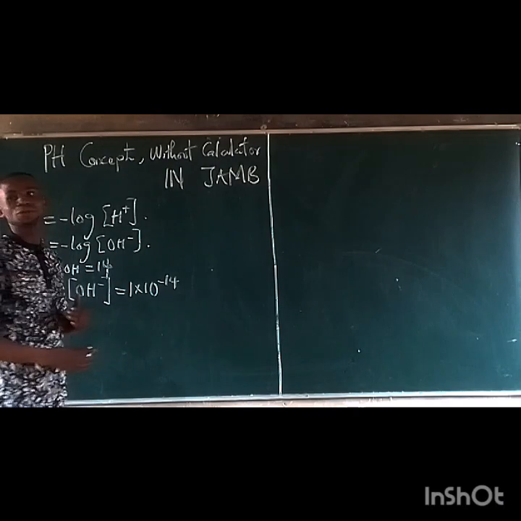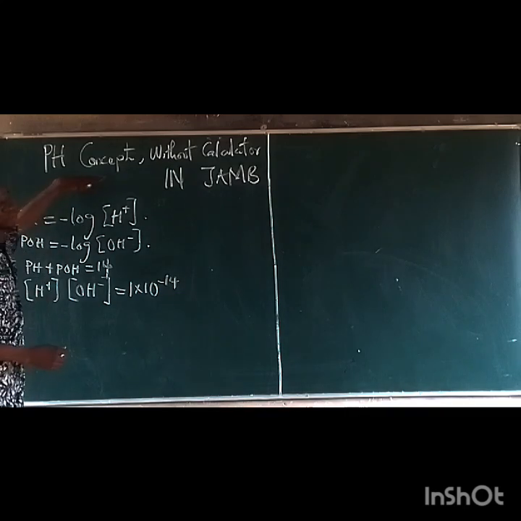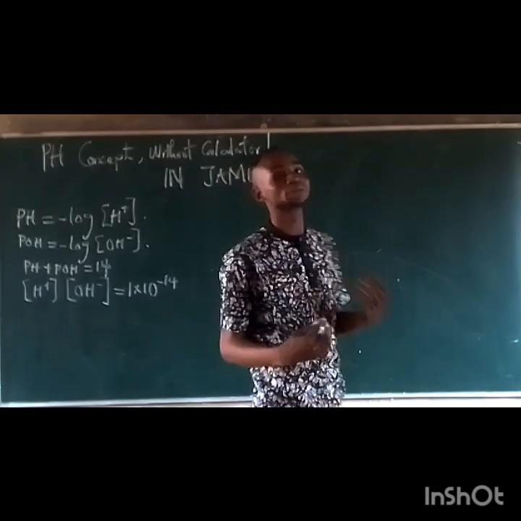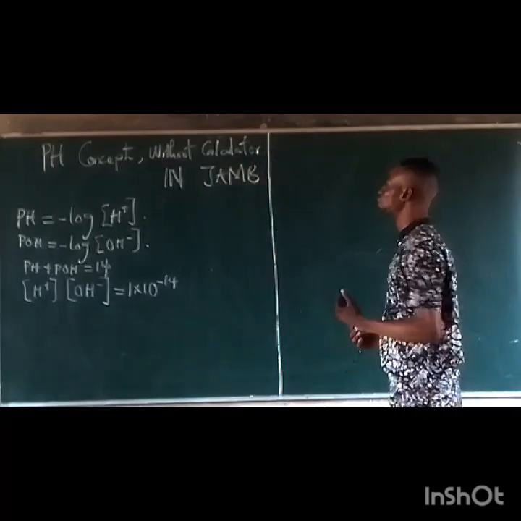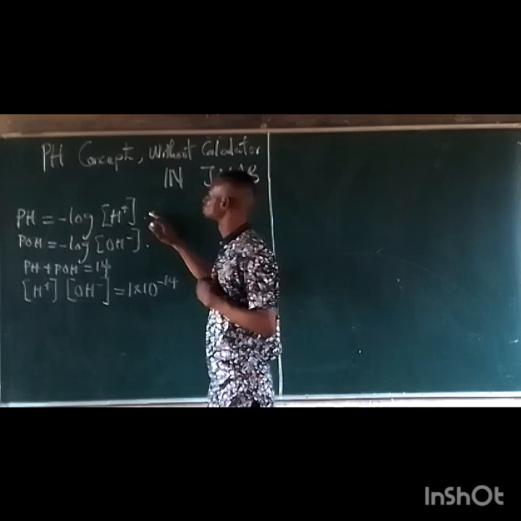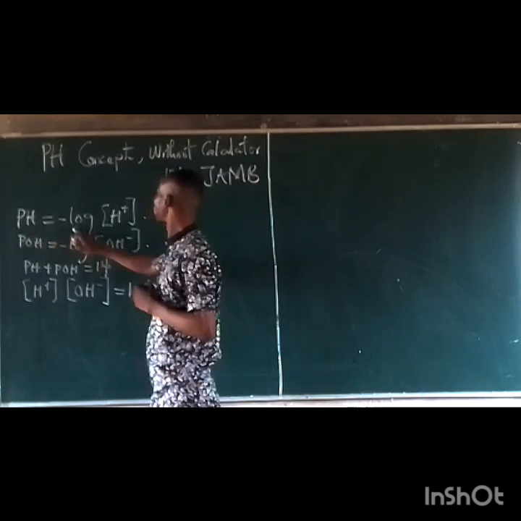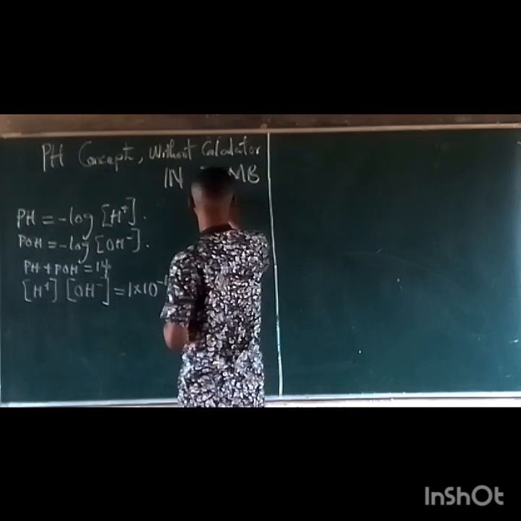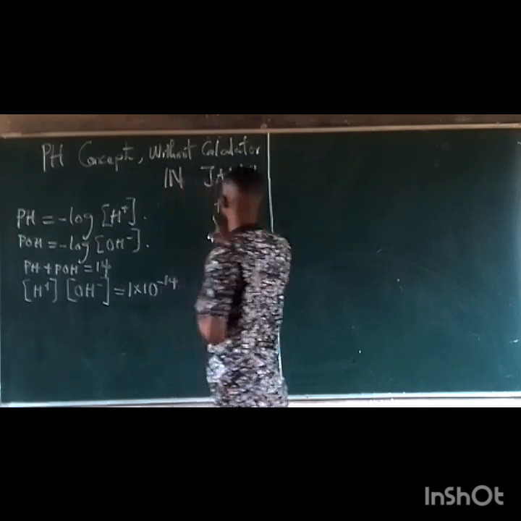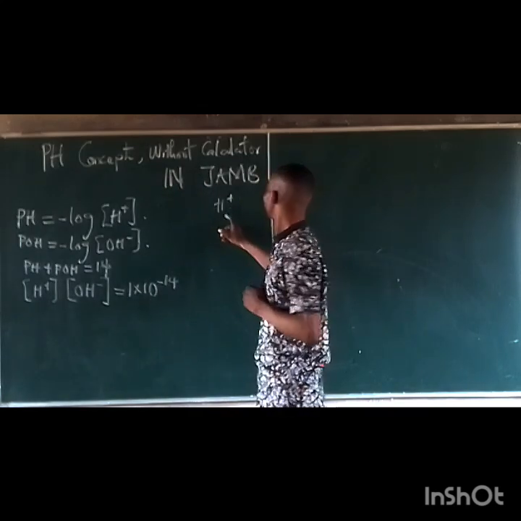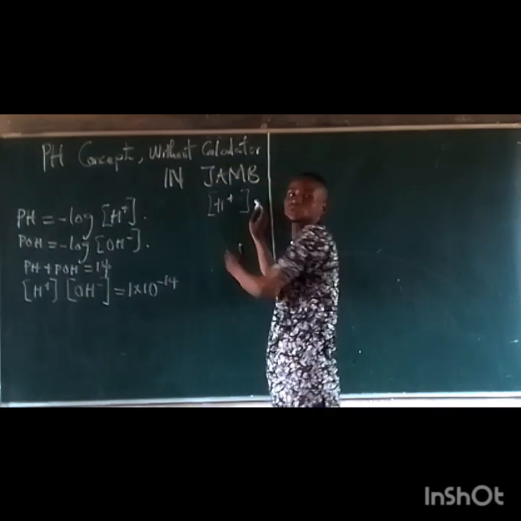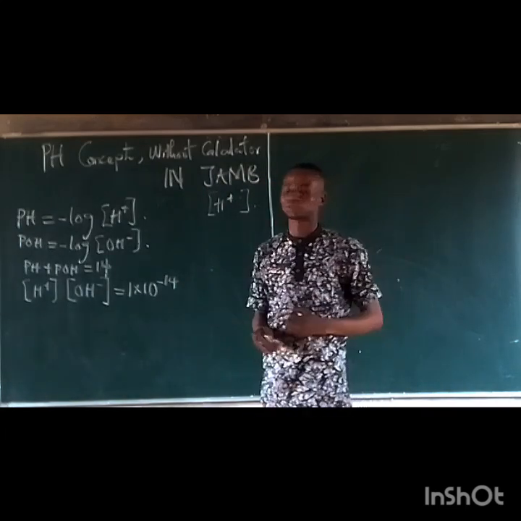So today we are going to be looking at the pH concept. And you know, in JAMB calculator, we do not have pH logarithm function. And if you notice all our formula that we have in the pH concept, we have pH equals minus log of hydrogen ion concentration. Remember, if this is hydrogen ion, as you see, when this bracket is in it like this, it turns to hydrogen ion concentration.